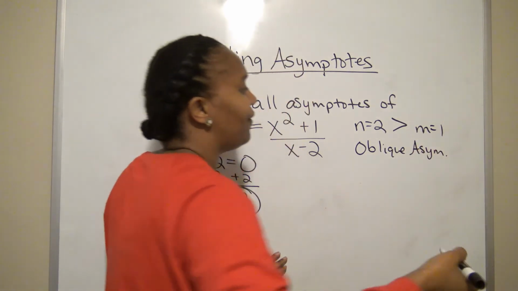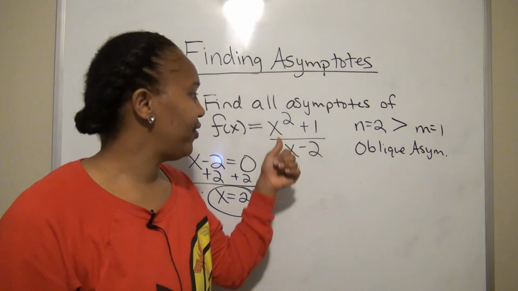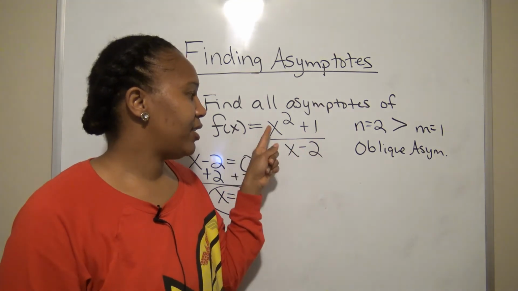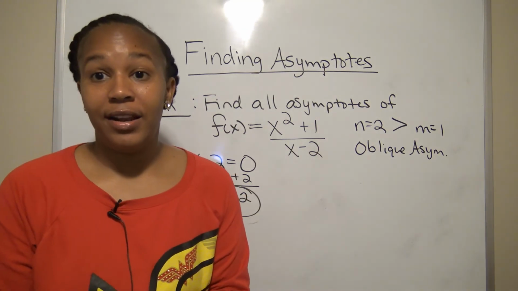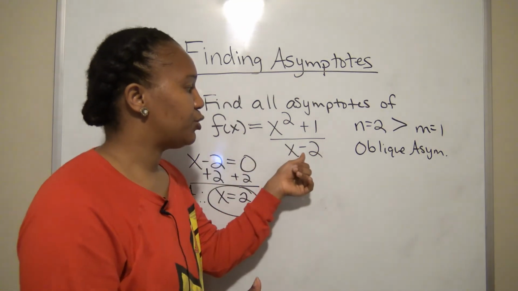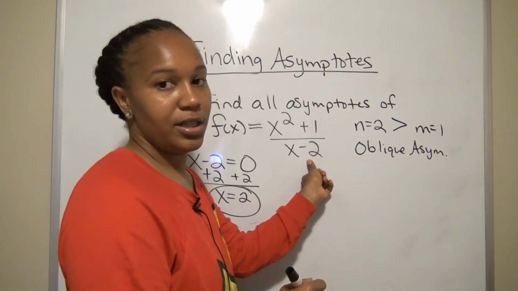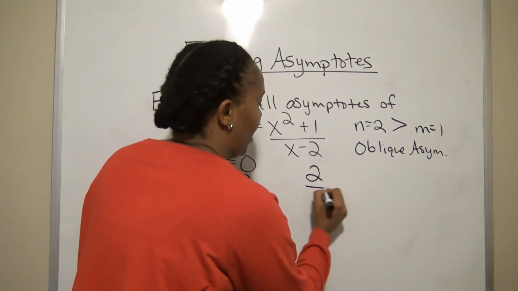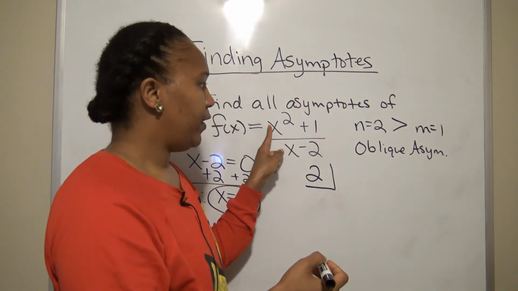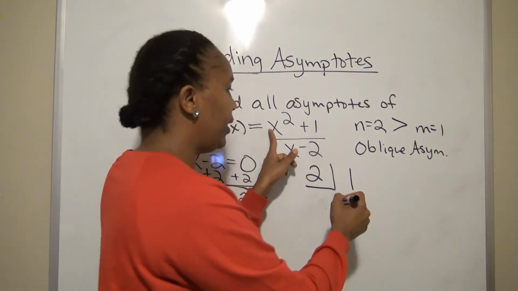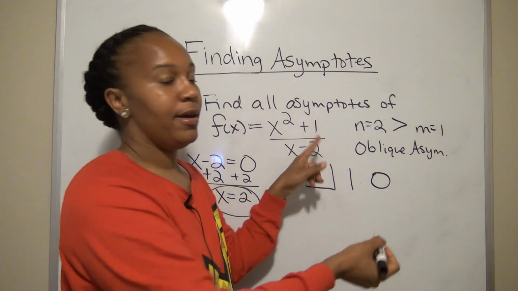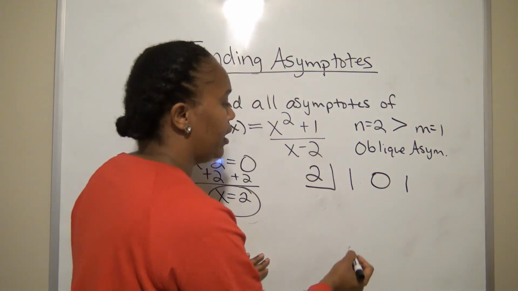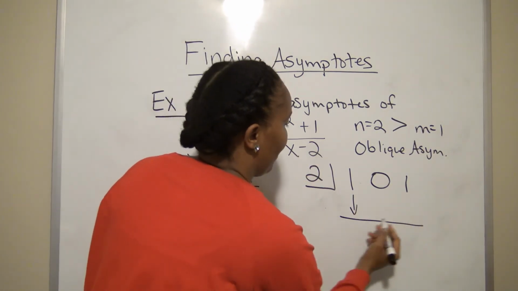So now how do I find that oblique asymptote? Well, I actually have to go through and divide this out. I have to divide x squared plus 1 by x minus 2. And I'm going to use synthetic division. So with synthetic division, remember your k is the opposite of this number. So my k will be a positive 2. And then my coefficients of the numerator will be 1. I'm missing the x term, so I will have to put a 0 in that spot. And then 1. Alrighty.